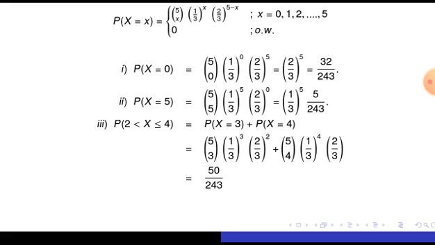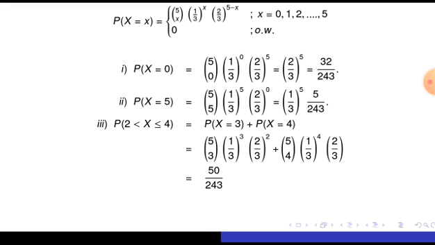Now once put the value of x as 3 and once put the value of x as 4 and compute the probabilities. I have computed it already and quoted the result directly. 5C3, 1 divided by 3 raised to 3, 2 divided by 3 raised to 2 plus 5C4, 1 divided by 3 raised to 4, 2 divided by 3, so it is 50 divided by 243.